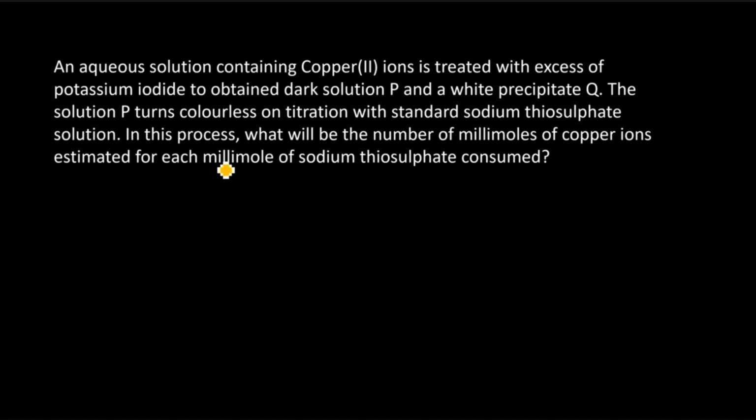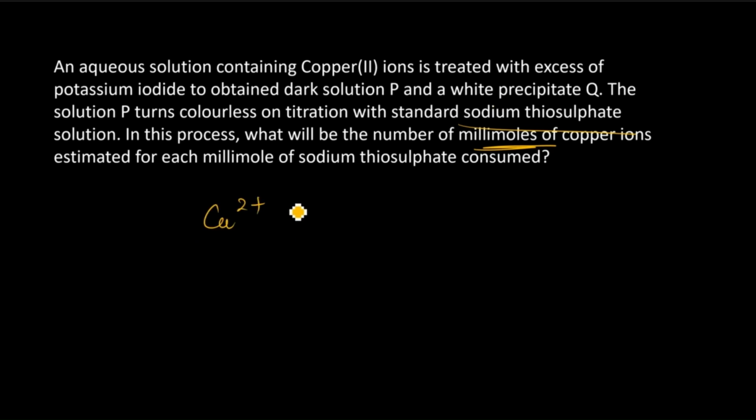Then the next question: the aqueous solution containing copper 2 ions is treated with excess of potassium iodide to obtain the dark solution P and a white precipitate Q. The solution P turns colorless on titration with sodium thiosulfate solution. In this process, what is the number of millimoles of copper ions estimated for each millimole of sodium thiosulfate? Okay. We know excess of potassium iodide.